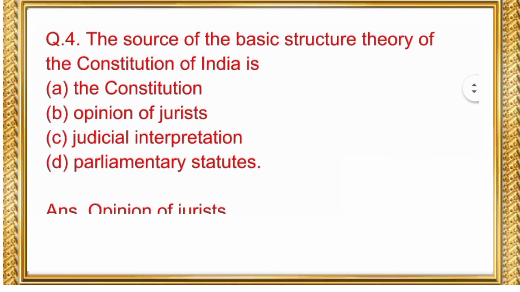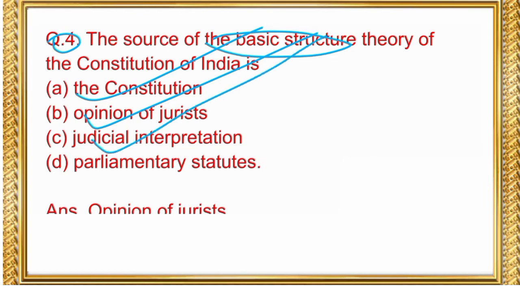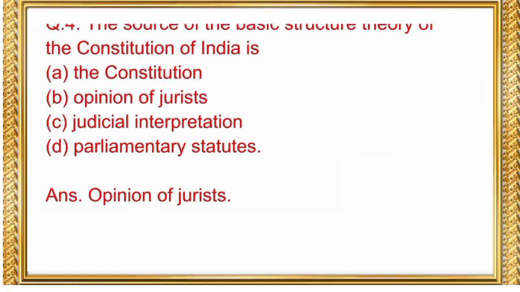Next question is question number 4, telling that the source of the basic structure theory of the Constitution of India is, keep in mind here, basic structure. Option A is the Constitution, B is opinion of jurists, C is judicial interpretation, and D is a parliamentary statute. And the correct option is B, opinion of jurists.